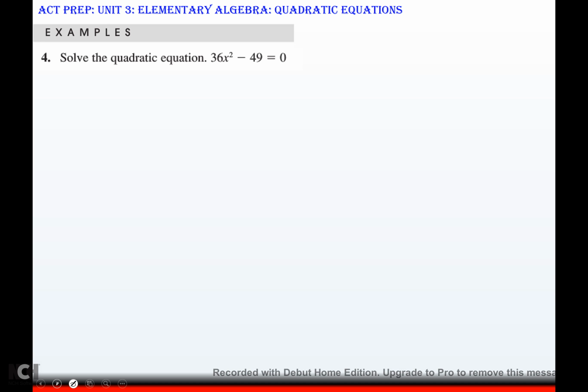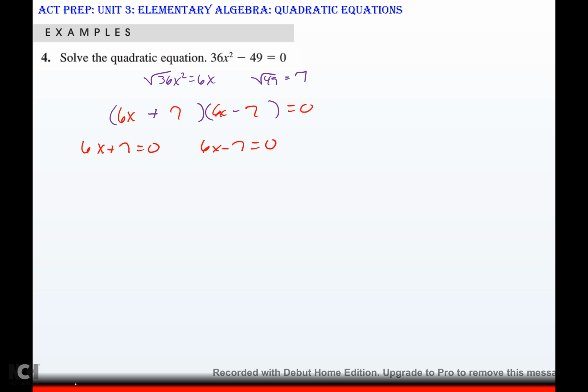Alright, so if I solve this one, we already factored it. We said it was difference of squares. The square root of 36x squared is 6x. The square root of 49 is 7. So binomials, plus and minus. And my terms are 6x plus 7 and 6x minus 7 equals 0. So if I solve those, 6x plus 7 equals 0. 6x minus 7 equals 0. On the first one, I'm going to minus 7. I get 6x equals negative 7.